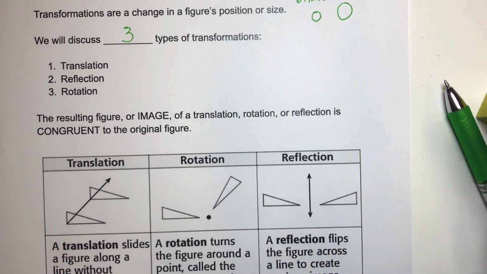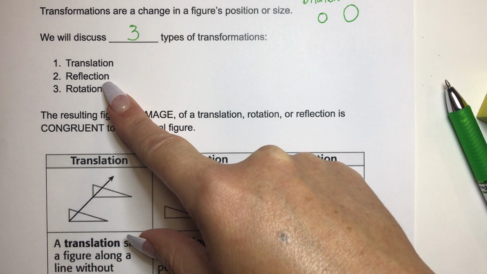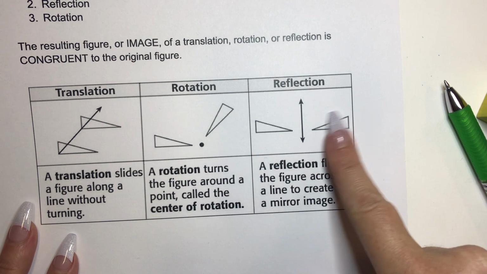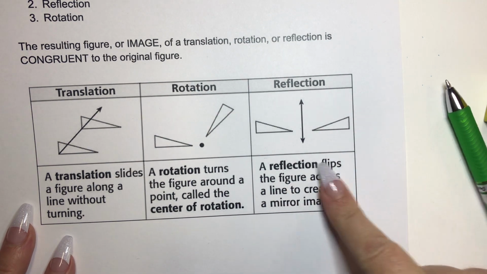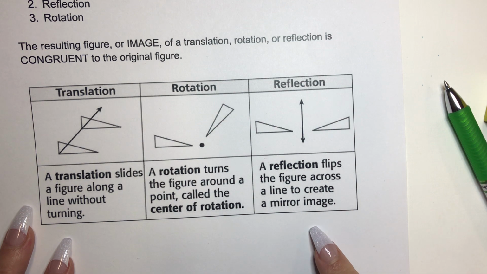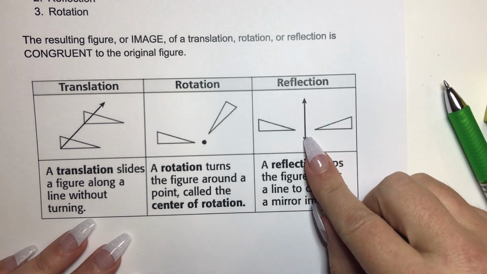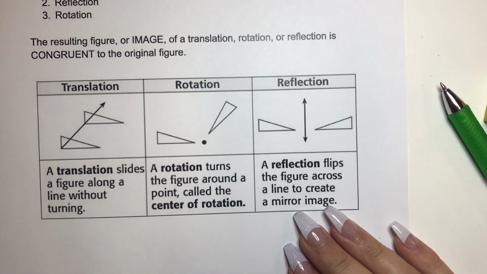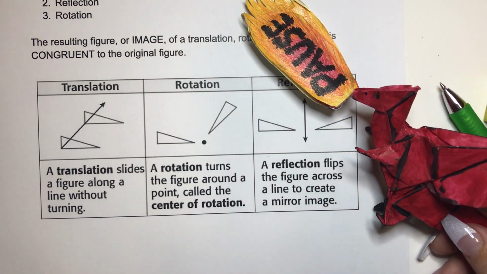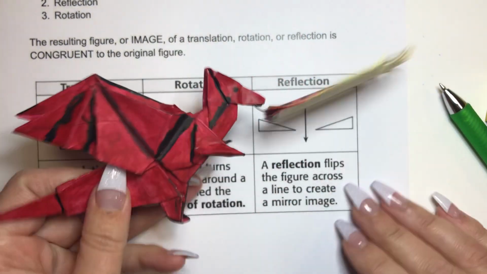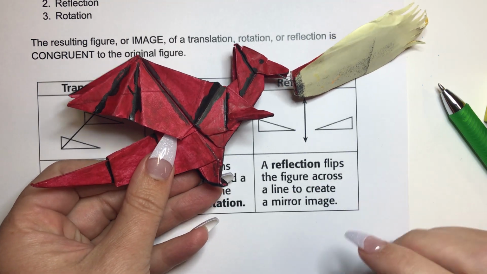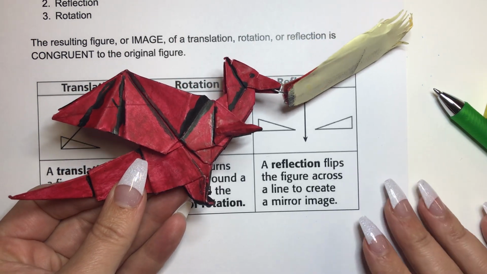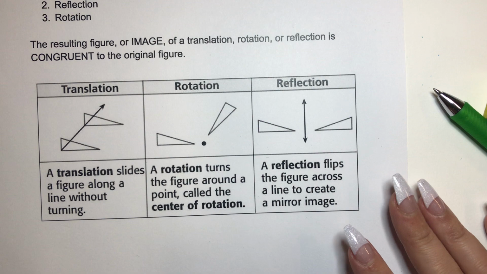The next is, I guess we'll go with reflection, right? A reflection would be something like this. You have this line of reflection. A reflection flips the figure across a line to create a mirror image. So we have this figure, and then it just flips over here. If I had my pause dragon here, a reflection would mean that the pause dragon would flip over the line and reflect over here. It's almost kind of like a mirror. When you're looking at the mirror and you see yourself, that's a reflection.